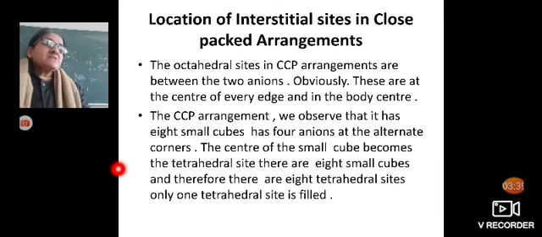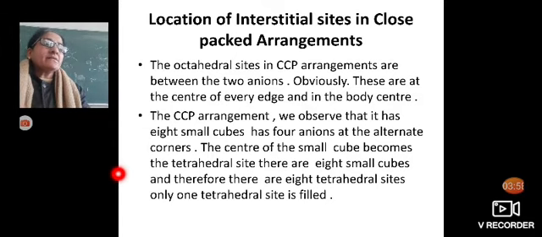Location of interstitial sites in a close packed arrangement. The octahedral sites in a close packed arrangement are between the two anions, at the center of every edge and in the body center.